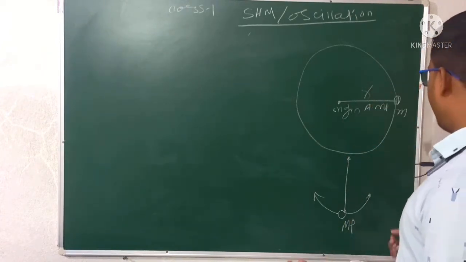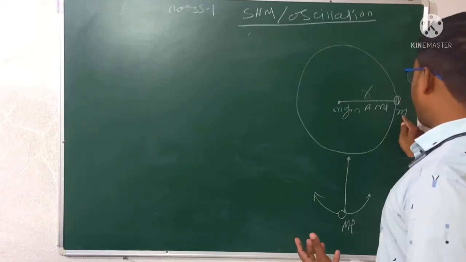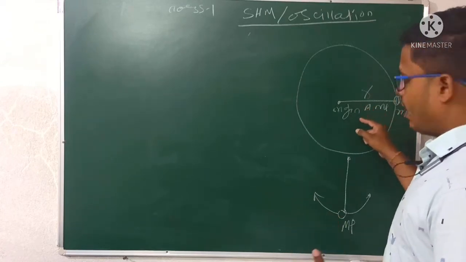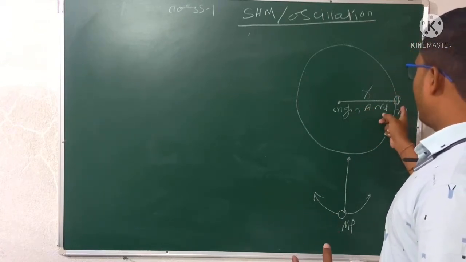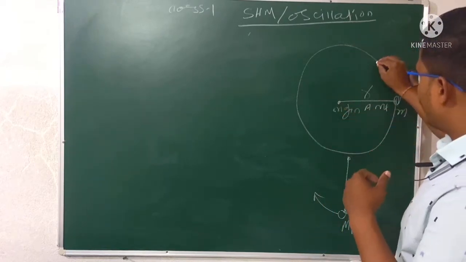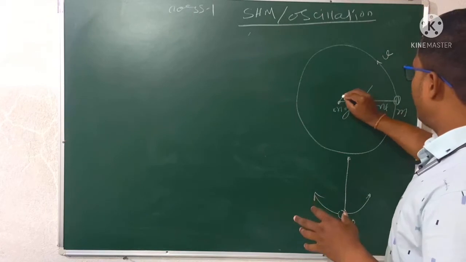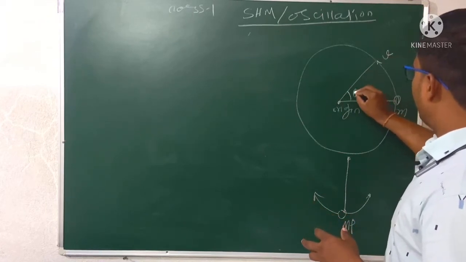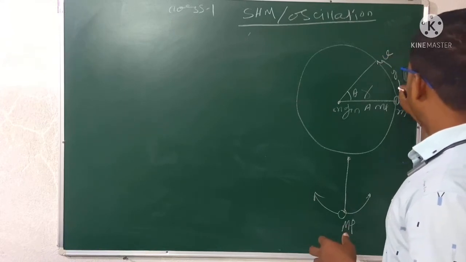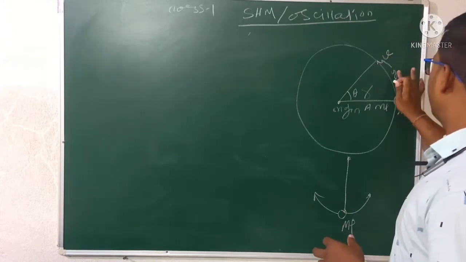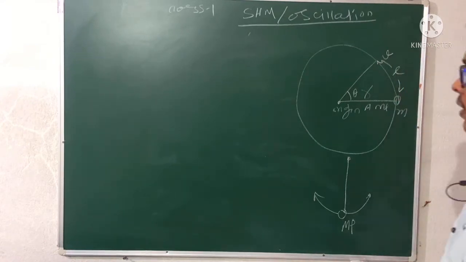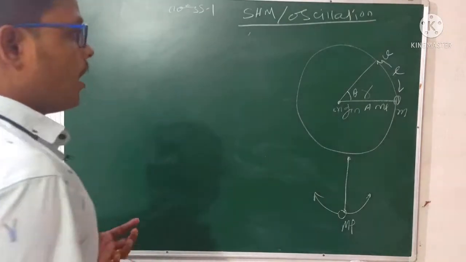Let us consider a simple pendulum of mass m and radius r, which means the amplitude is r. The radius is the amplitude, and it is rotating in a circular path with velocity v. So let theta be the angle. This is known as the arc length, so we can say it is L. L is the arc length, and theta is the angle at time t.